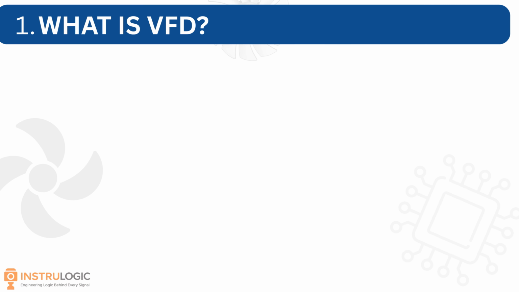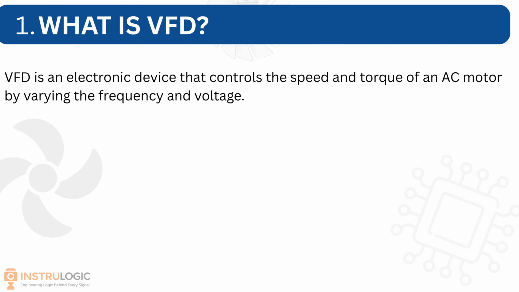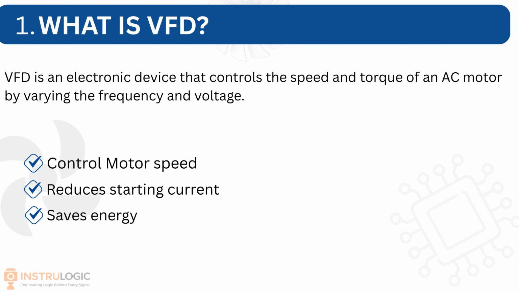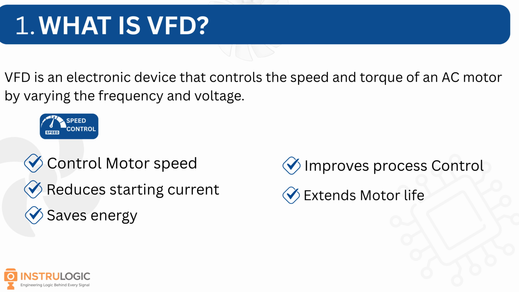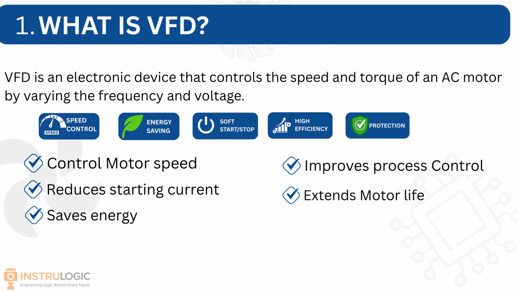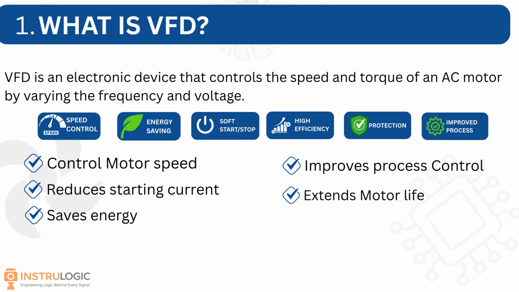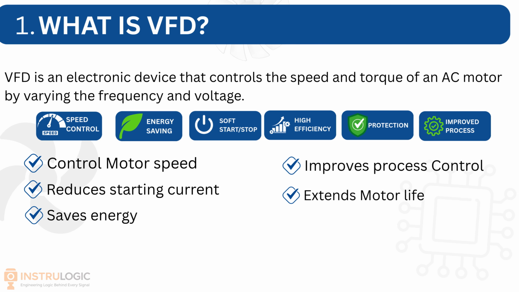Now that we know the course structure, let's start with the most basic question: what is a VFD? A variable frequency drive, or VFD, is an electronic device used to control the speed and torque of an AC motor by varying the frequency and voltage supplied to the motor. A VFD allows smooth starting and stopping, reduces starting current, saves energy, improves process control, and helps extend motor life. This is why VFDs have become an essential part of modern industrial automation systems. Let's now see how a VFD actually works.